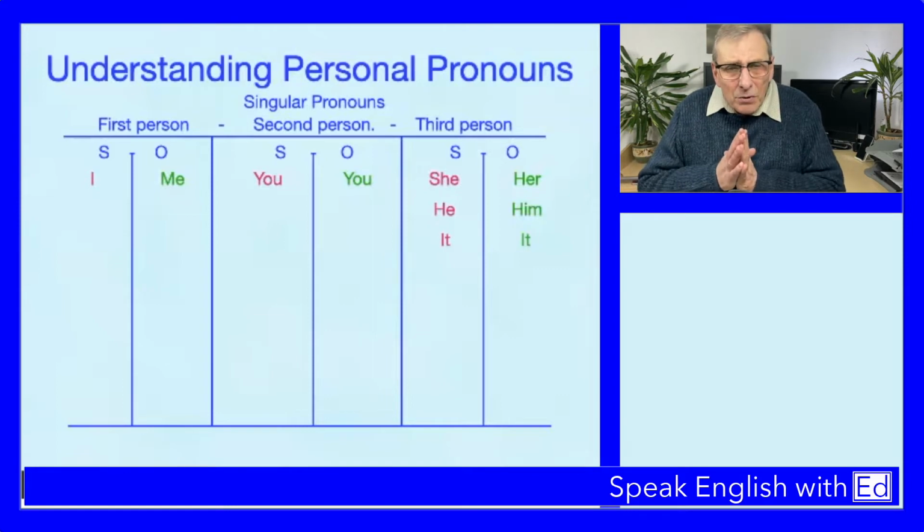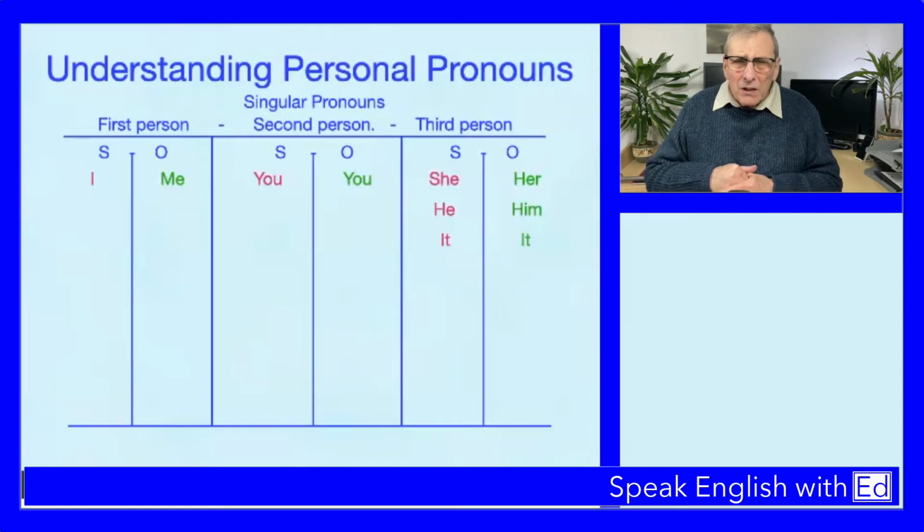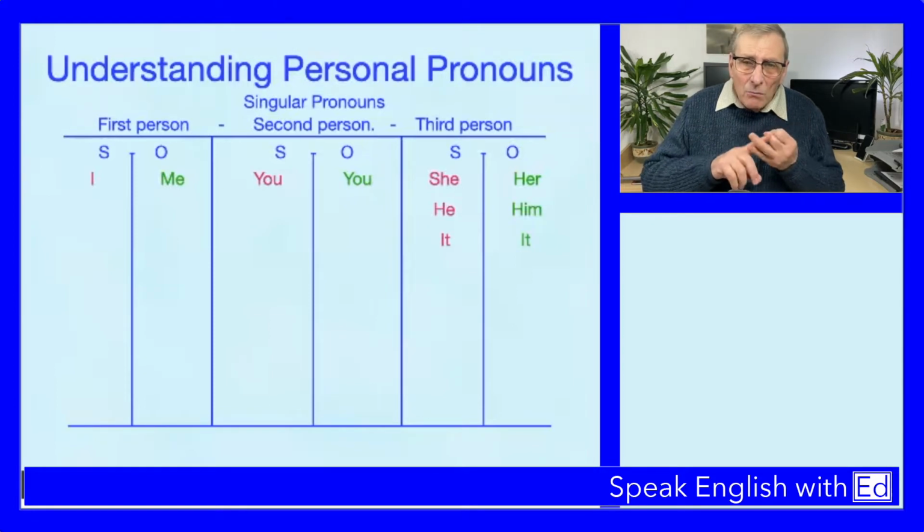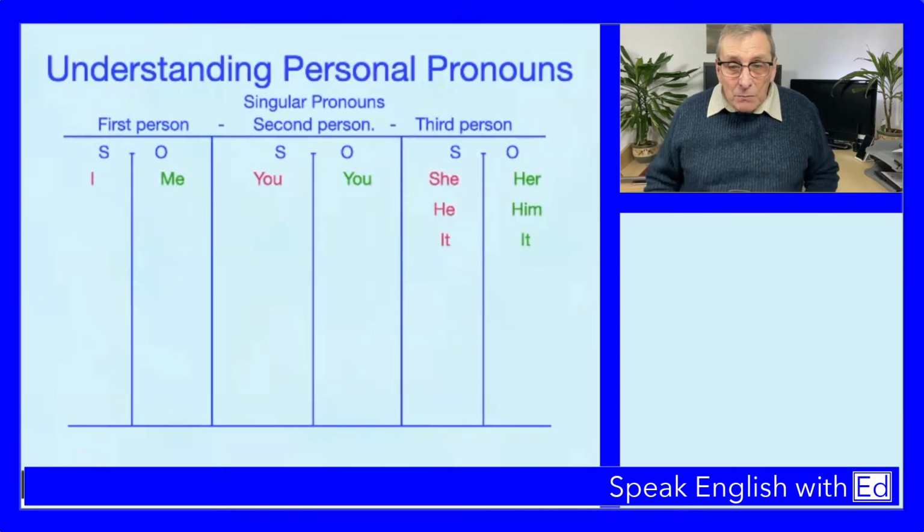And in the third person pronouns, well, that got a little bit more difficult because we'd got female and male that were different, and so was objects. So for female singular pronouns in the subject position, we used she, and in the object position, we used her. For males, in the subject position of the sentence, we used he, and in the object position, we used him. And for objects, things, we used it, both in the subject and in the object position.